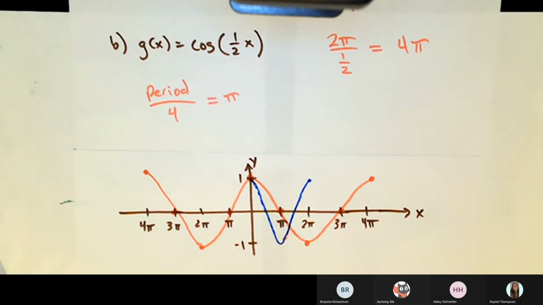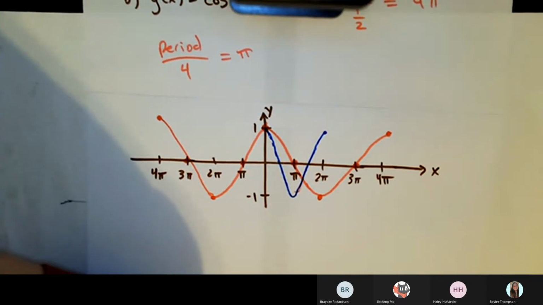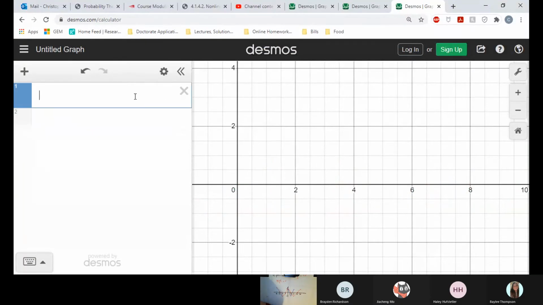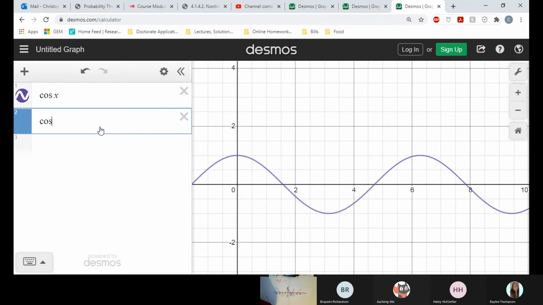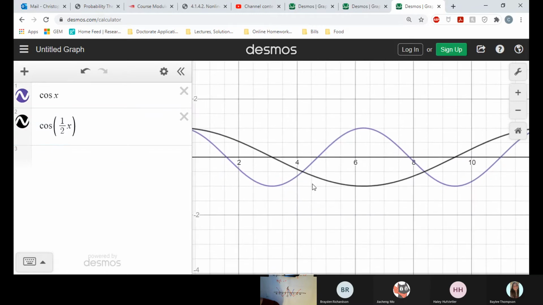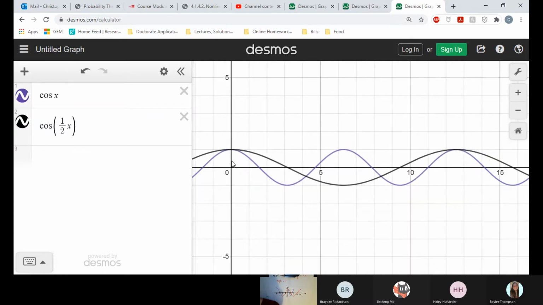Let's go see that in Desmos, since I'm not a great artist. Okay. So here's a base cosine graph. Now let's put a 1 half in the input. There it is. So base cosine, 0 to 2 pi, gets a whole revolution done, whereas the black line, cosine of 1 half x, needs all the way out to 4 pi before it gets a whole revolution done.